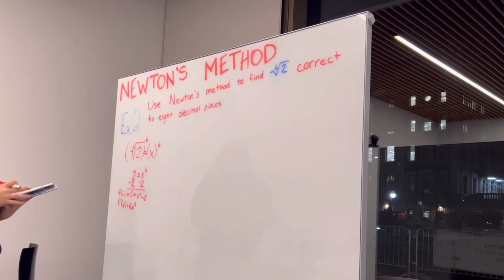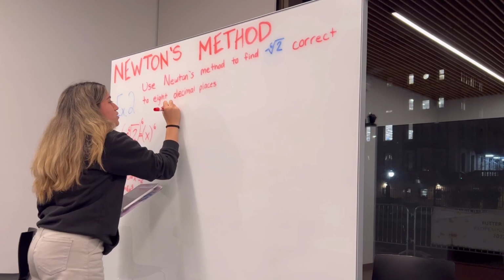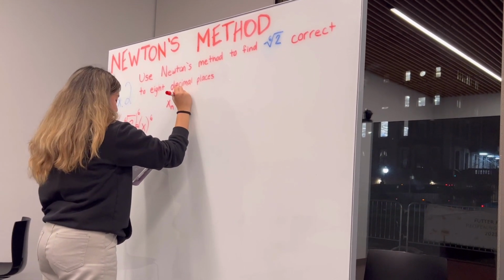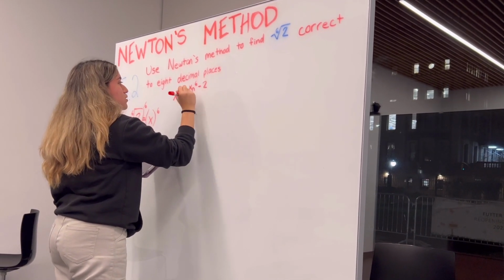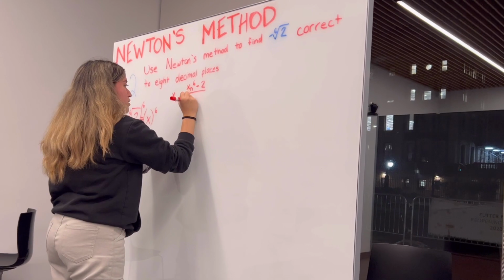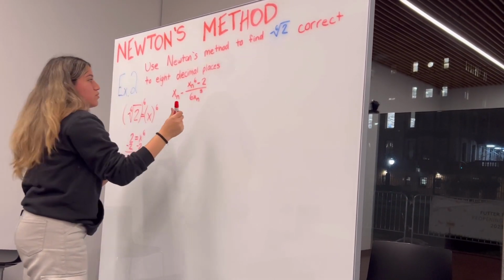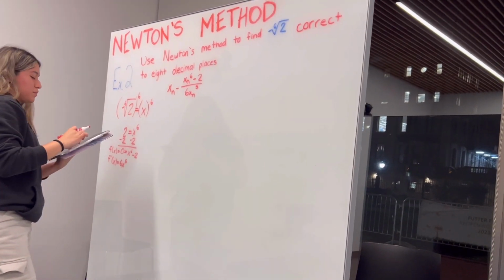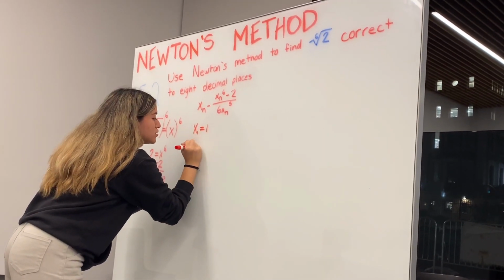So now the way that we can apply Newton's method to this problem would be x subscript n minus x subscript n to the power of 6 minus 2 over 6x subscript n to the 5th power. So remember that this is the original function and then this is the first derivative. So now that we have our first x value, we can continue with x2.